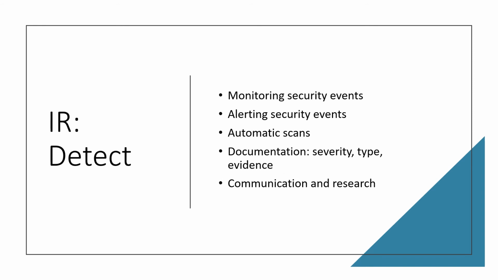Your detect phase will include your strategy for monitoring and alerting security events. Automatic scans with alerts are a great start, but we also recommend having a documentation structure in place for security incidents. Your documentation should include the details of security incidents, the severity and type of the incidents, forensic evidence, and any other identifying factors. One thing you should include in detection is also monitoring and researching threats in your industry.